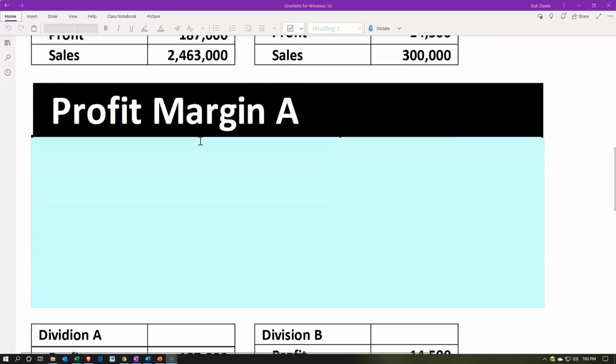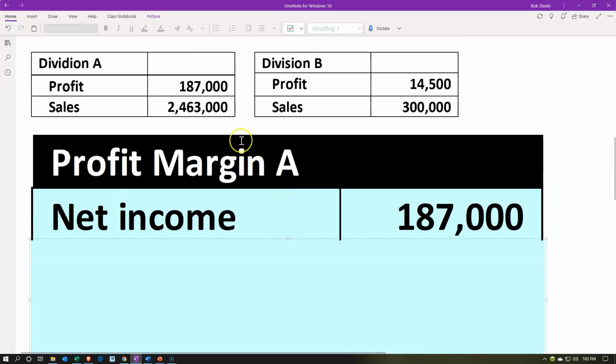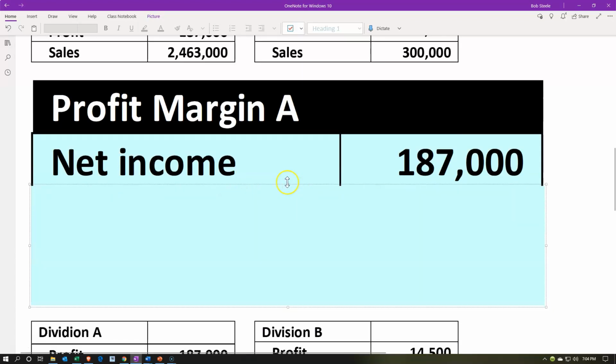So the profit margin ratio, what we're going to do is take the net income. So we're going to be pulling the net income, and this is from A. That's going to be the bottom line of the income statement. So you're thinking very bottom line of the income statement. Income after all the expenses that we've taken out is going to be the $187,000.